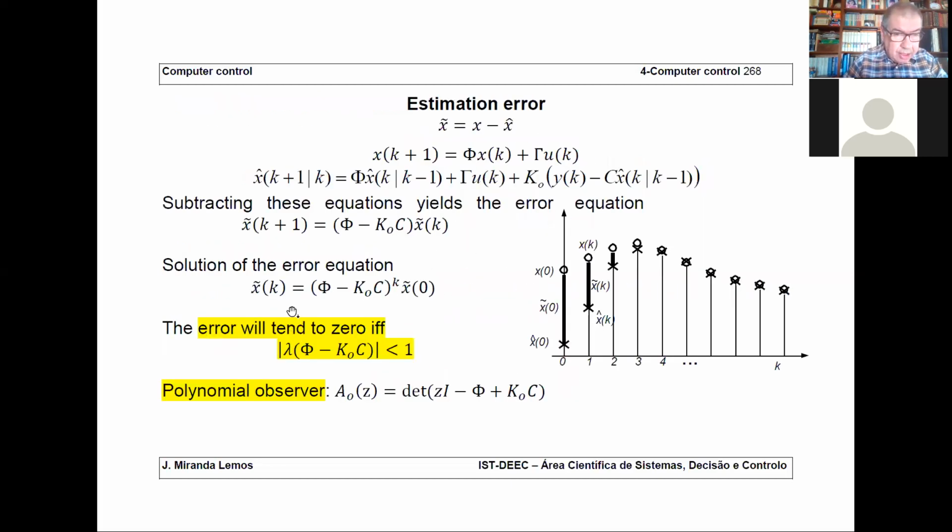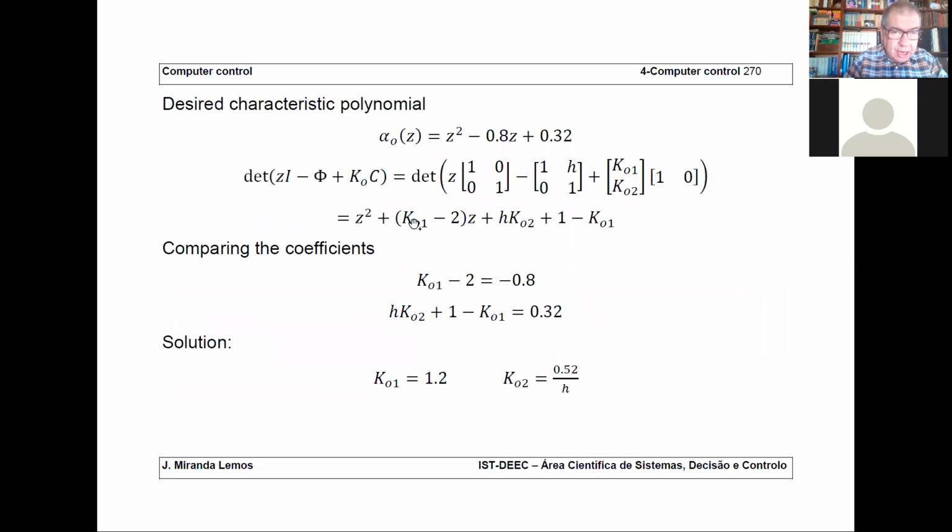So the error dynamics is this equation here, okay? This equation here satisfied by the error. And this is the matrix of the dynamics of the error, or error dynamics, okay? So the characteristic polynomial of the error dynamics in terms of general values for k0 are given here. Now, what am I going to do to design k01 and k02? I'm going to equate the coefficients of this polynomial to the coefficients of the desired characteristic polynomial. So I say that minus h should be k01 minus 2, and h k02 plus 1 minus k01 should be 0.32. Okay, which gives me these two equations. Then I solve these equations and I get the values of k01 and k02.